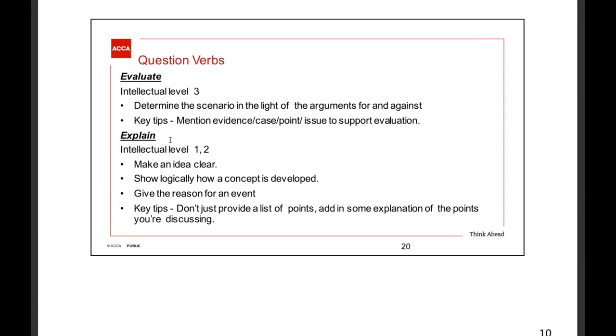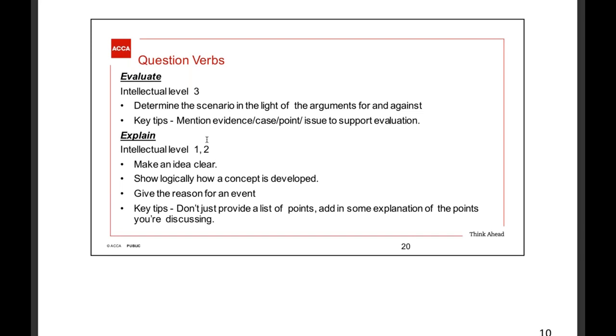Explain. Explain is basically a slightly lower level of higher order thinking skill. That is level number 1 and level number 2. So if you have any requirements with a question verb of explain, you should take advantage of answering that particular question clearly, because why?